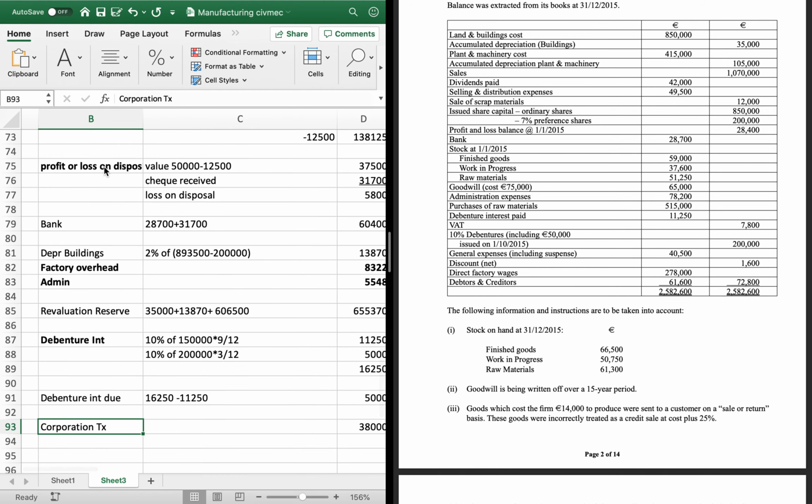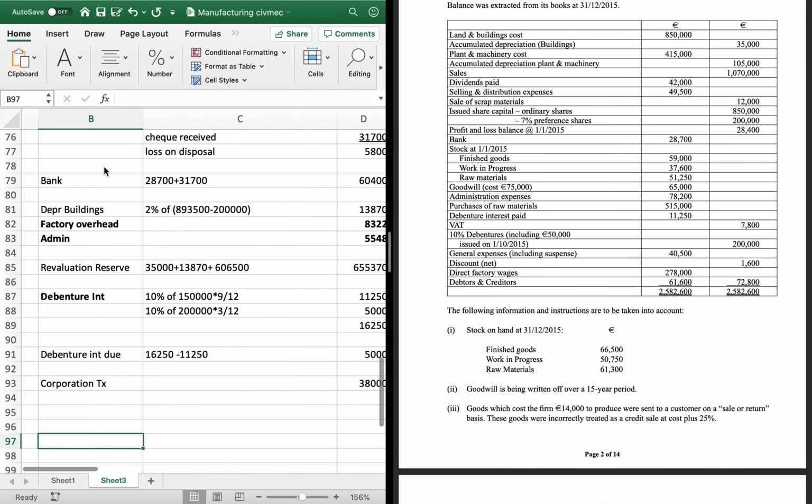Debenture interest due, no. Corporation tax is in once, it goes in twice, so we leave it there. So we've nearly everything in. You can do the same checklist. You can be ticking off there.